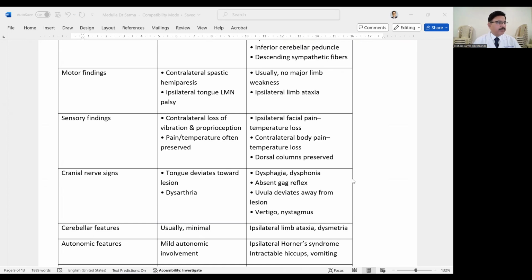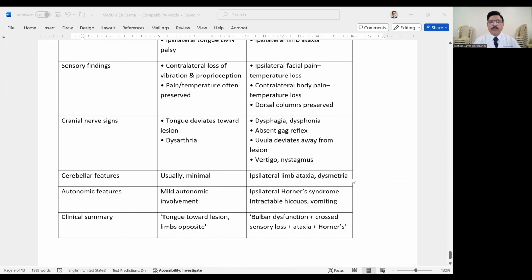Cranial nerve involvement. Medial: tongue deviates towards the side of the lesion, dysarthria will be there, hypoglossal involvement, 12th nerve. Lateral: dysphagia, dysphonia, absent gag reflex, uvula to the opposite side, nystagmus and vertigo because of vestibular involvement. Cerebellar features: usually minimal in medial medullary; in lateral, ipsilateral limb ataxia and dysmetria. What is dysmetria? I told you the other day. Not able to measure the distance. You want to catch something with the finger, it does not know where it is. Okay? Not able to measure that.